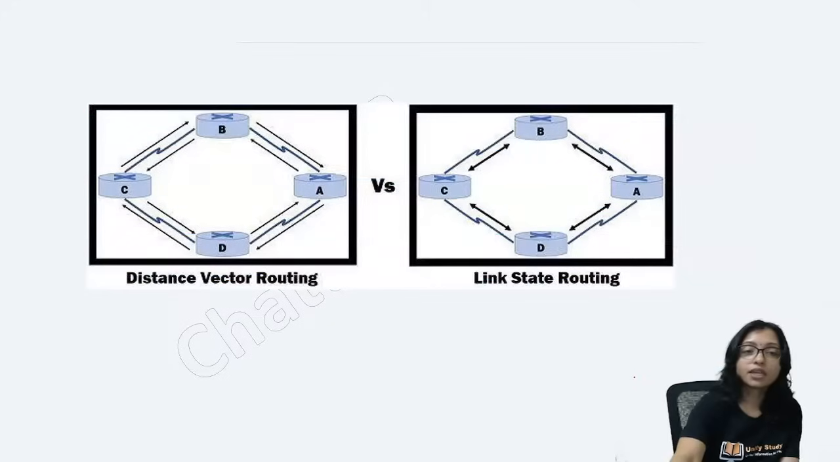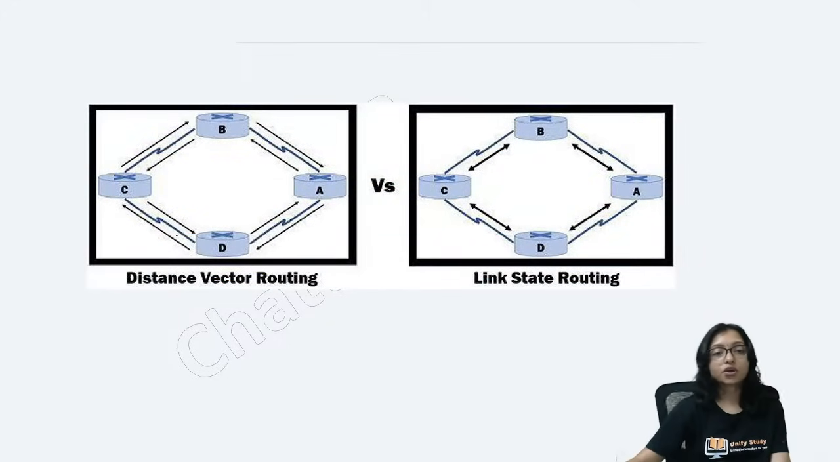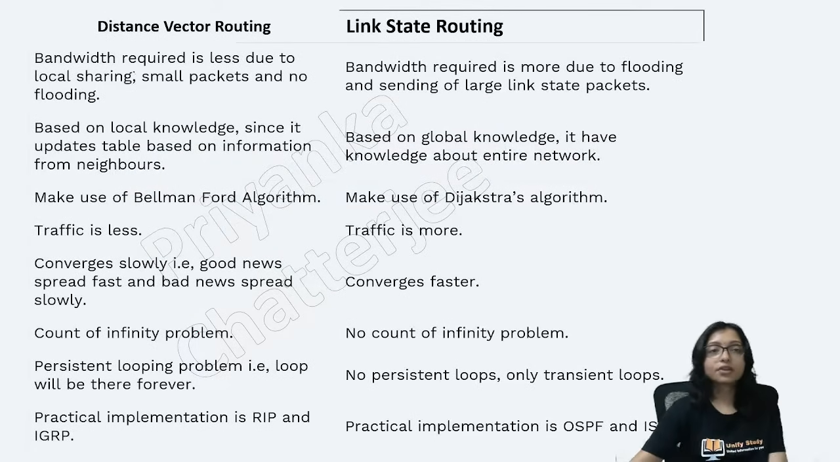From here theoretical questions and numerical questions are also coming. This is the distance vector routing, this is the link state routing. Here is the difference between distance vector and link state. What is the difference? Here you can make it with the algorithm.